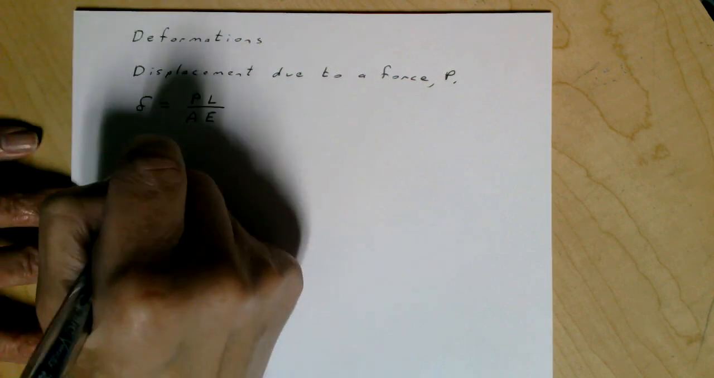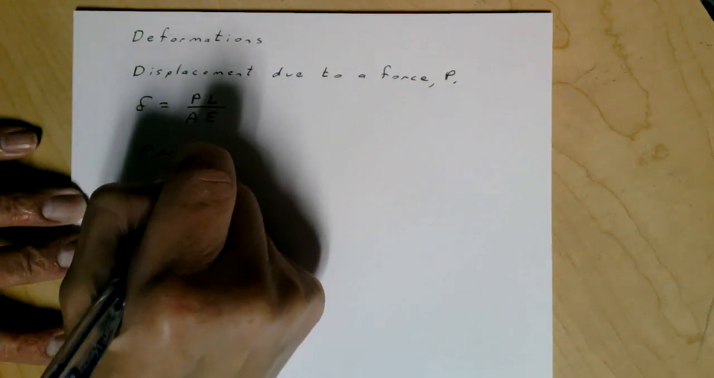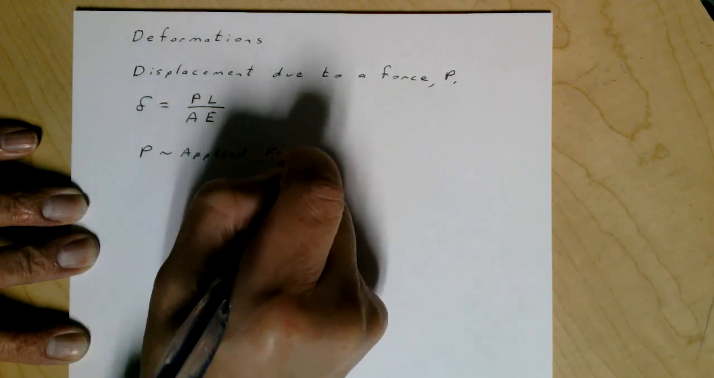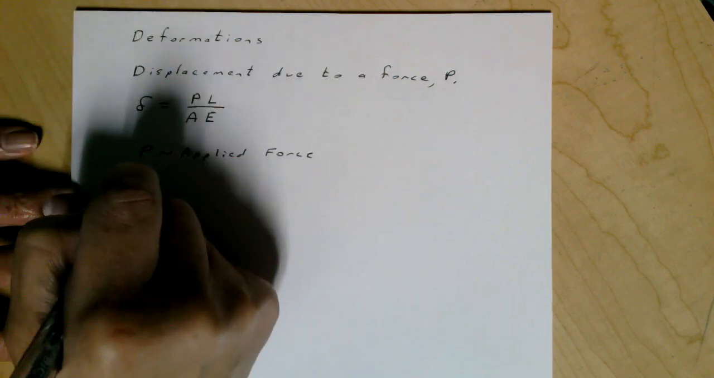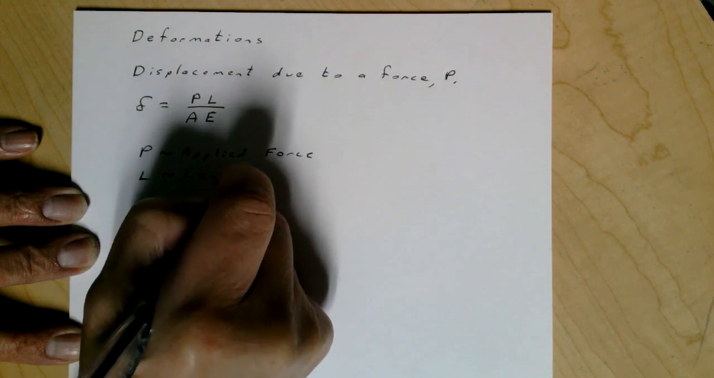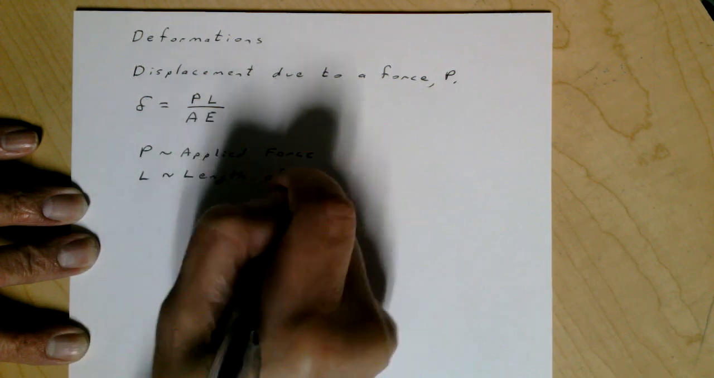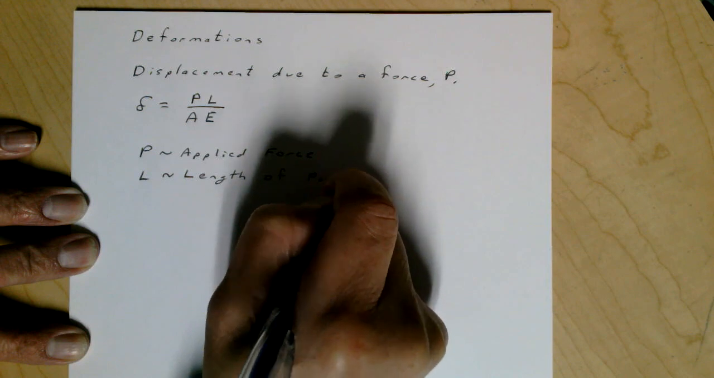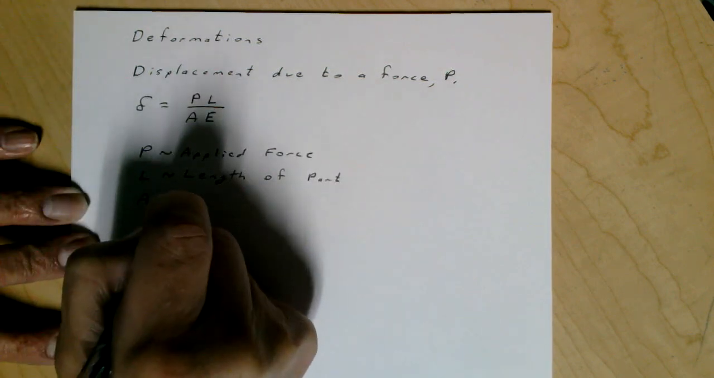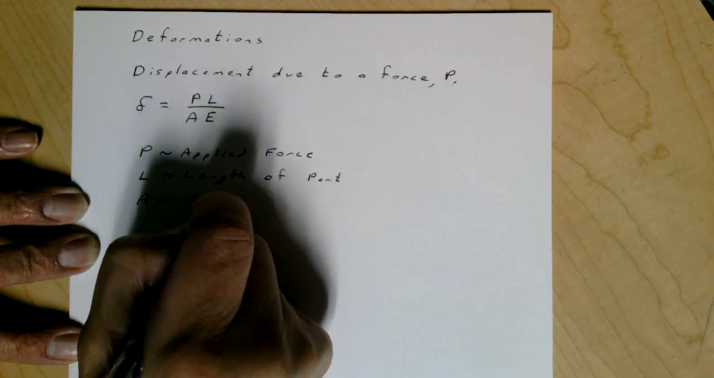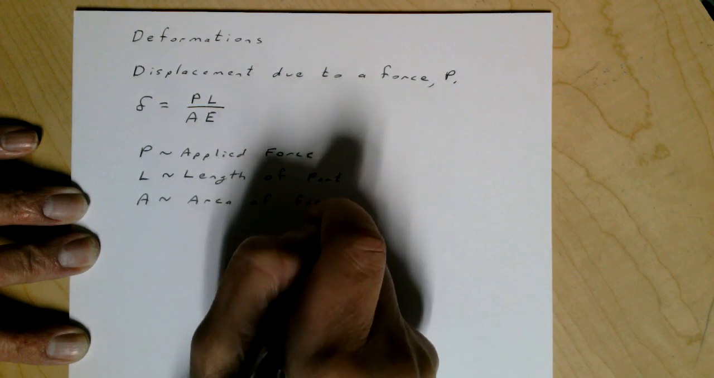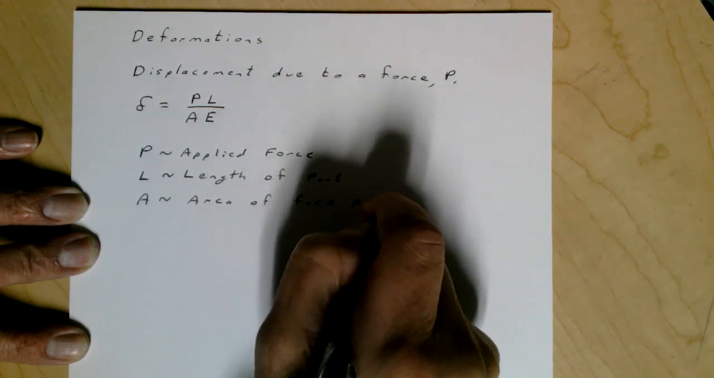Again, P is going to be the applied force. L is going to be the length of the part. A is the area of the face perpendicular to the force.